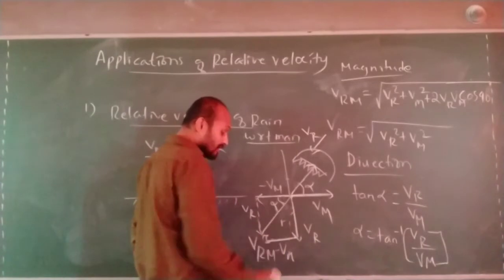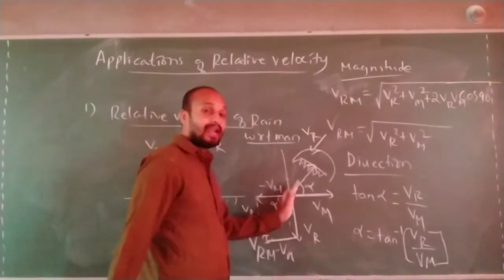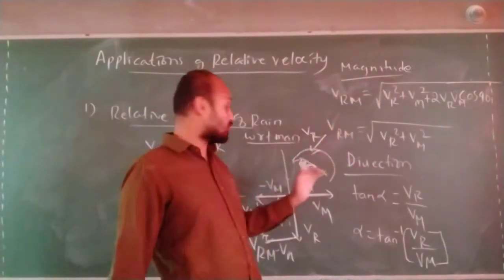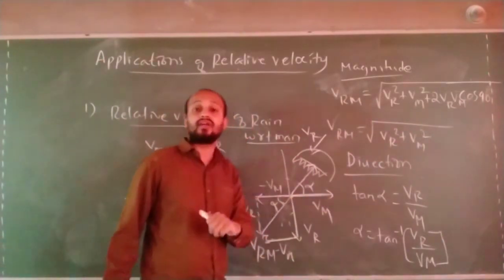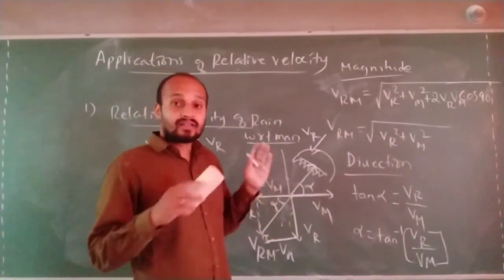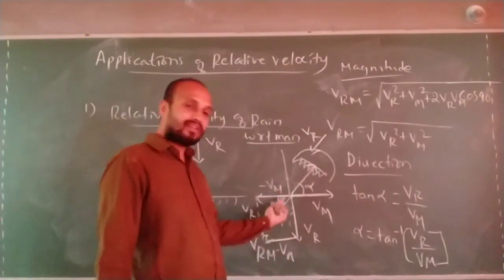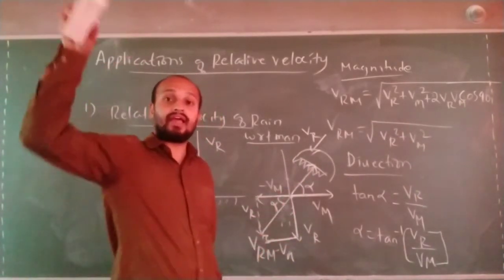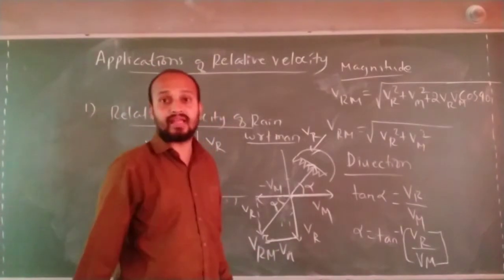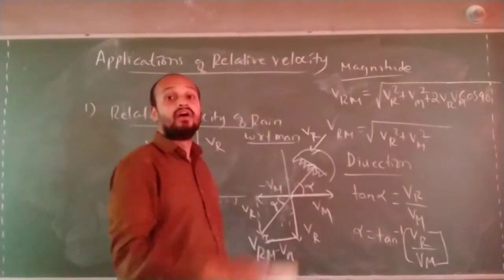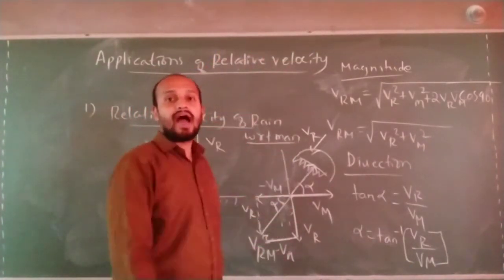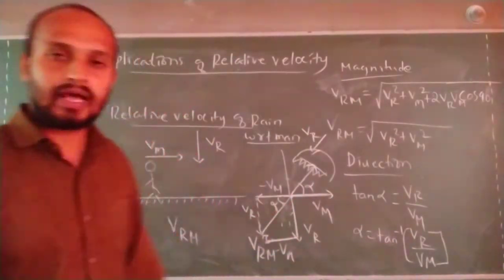So the question will be asked, at what angle must I hold the umbrella with respect to vertical or with respect to horizontal ground such that the person does not get wet? So this is the angle. Whatever the resultant velocity of rain with respect to the moving body will be, opposite to that velocity you have to hold the umbrella. Very interesting fact. Correct now?